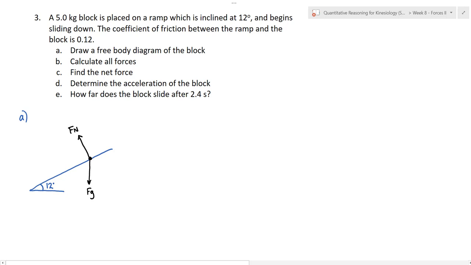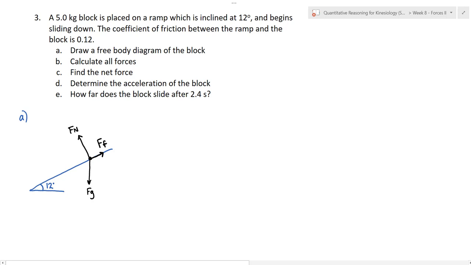There's also mention of friction. The block is placed on the ramp, so which way is the block going to move? It's going to move down the ramp. It tells you even in the question: it begins sliding down the ramp. So since friction is mentioned, we have to include the force of friction. Which way is it going to go? It always opposes the motion. Since the block is sliding down the ramp, friction must point up the ramp. So here's my force of friction.